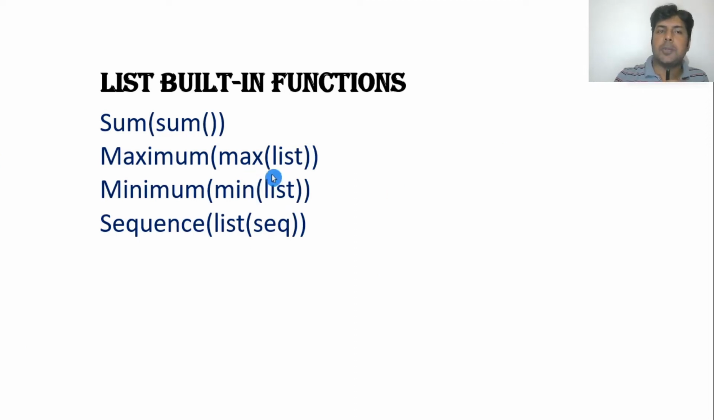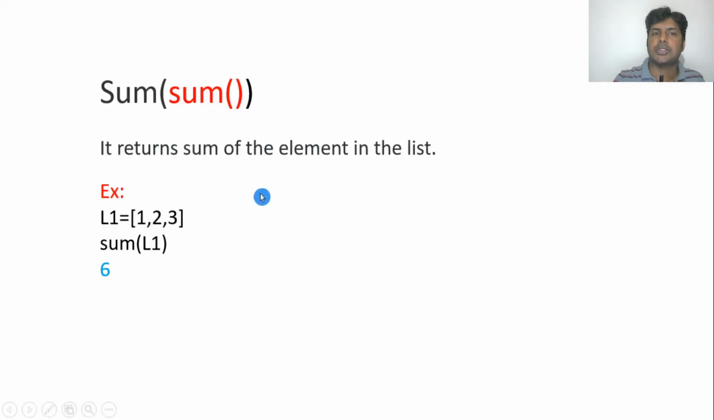Now our next topic is list built-in functions. There are a lot of list built-in functions, for example sum, max, min, and list. So let us see what these built-in functions are. First, sum. It will return the sum of elements in the list. You can see here L1 is 1 2 3. So if I say sum of L1, what will it give? 1 plus 2 plus 3, that is 6.